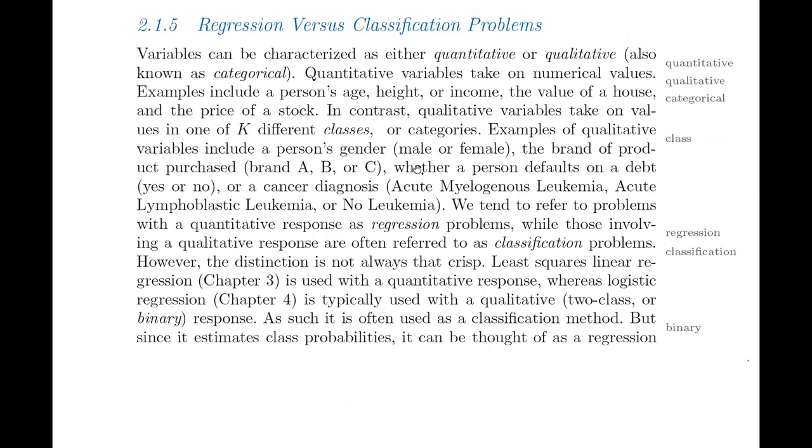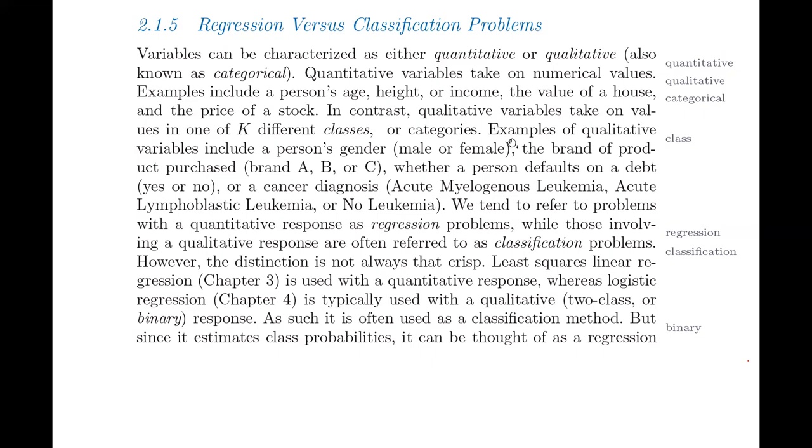Regression versus classification problems. Variables can be characterized as either quantitative or qualitative, also known as, so the qualitative is also known as categorical. Quantitative variables take on numerical values. Examples include person's age, height, income, the value of a house, the price of a stock. On the other hand, qualitative variables take one of a finite number of, call them classes, call them categories.